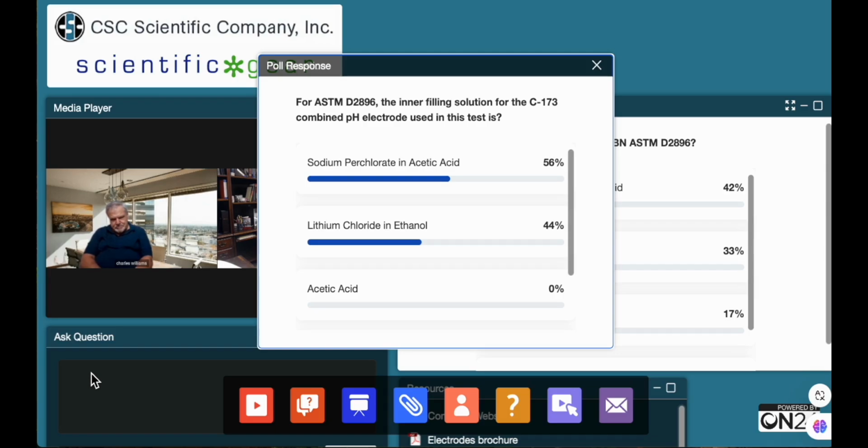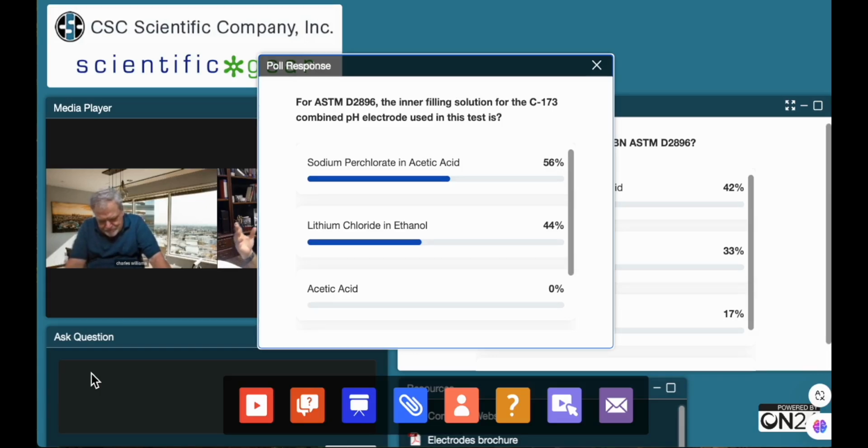KOH and IPA is wrong. HCl and IPA is wrong. HClO4 and acetic acid, that is correct. And sodium acetate and acetic acid, that is correct. They're both correct, right? You need both. Yes.